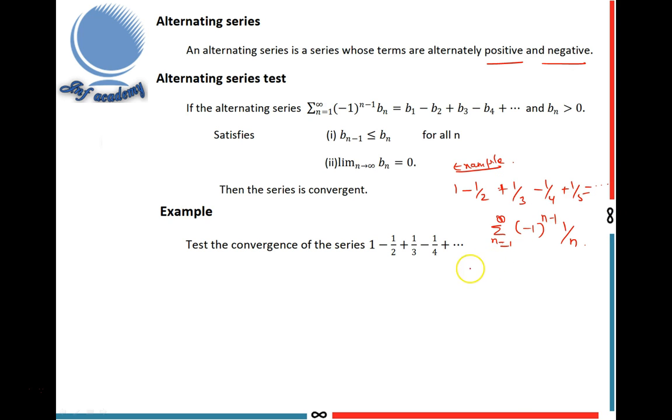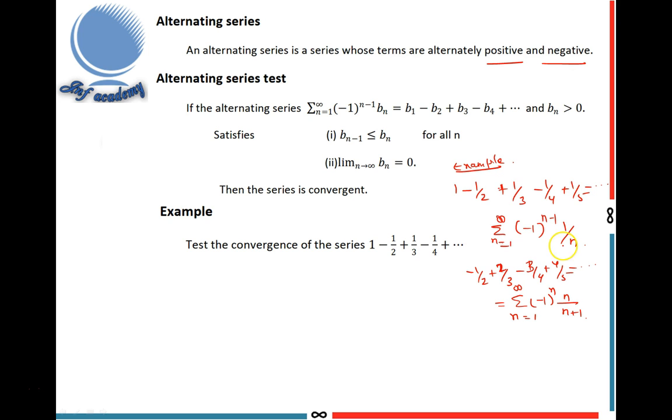Similarly, the next example is minus 1 by 2 plus 2 by 3 minus 3 by 4 plus 4 by 5 minus, and so on. This is equal to sigma n equal to 1 to infinity, (minus 1) whole power n, times n by n plus 1. Here it is (minus 1) whole power n because the starting term is negative, so (minus 1) whole power 1 is minus. This is another example of an alternating series. What is meant by an alternating series? An alternating series is a series whose terms are alternately positive and negative.